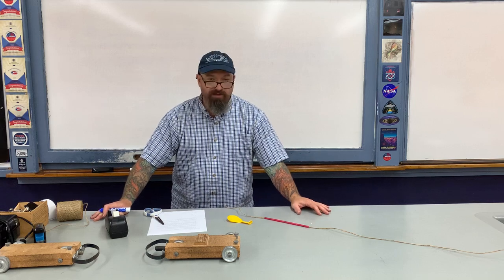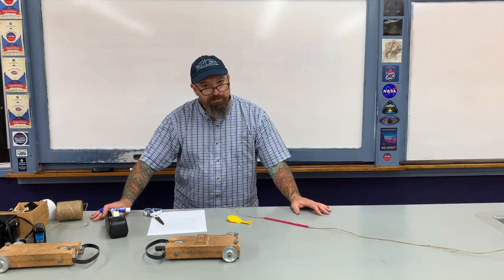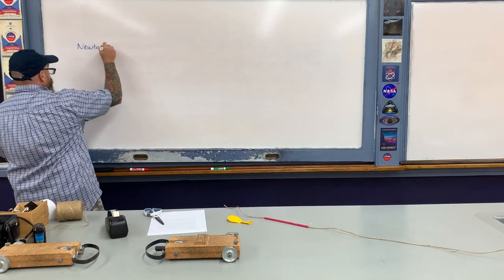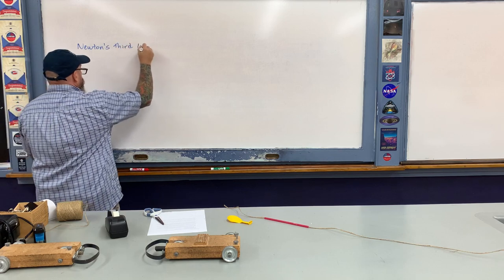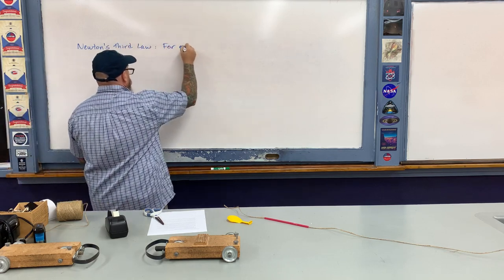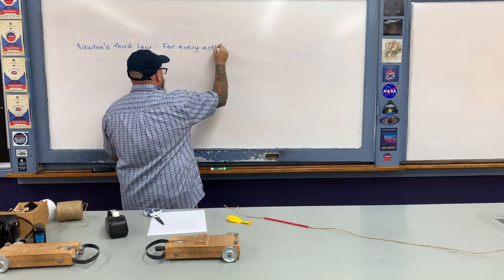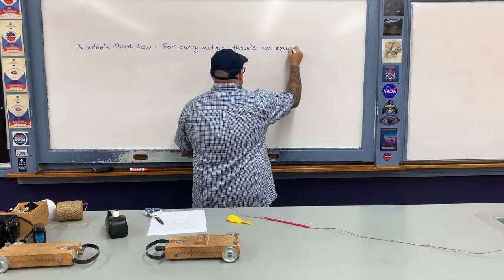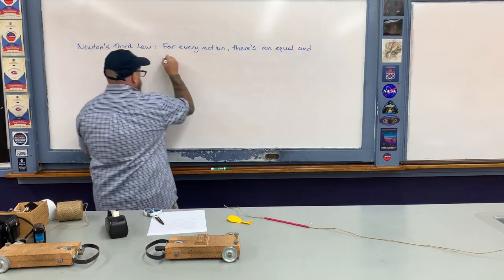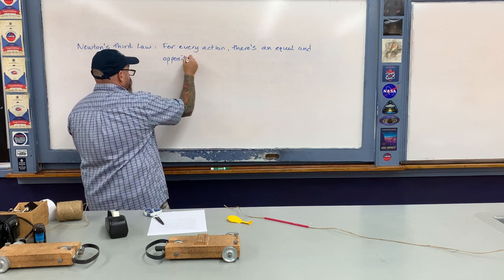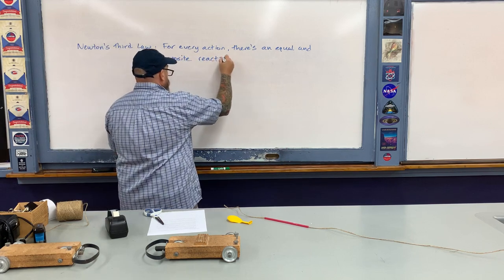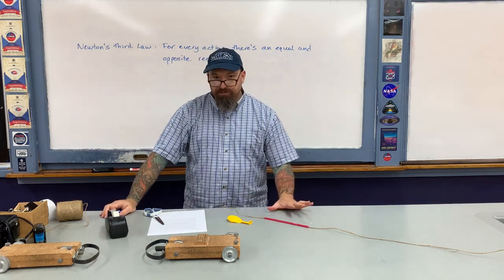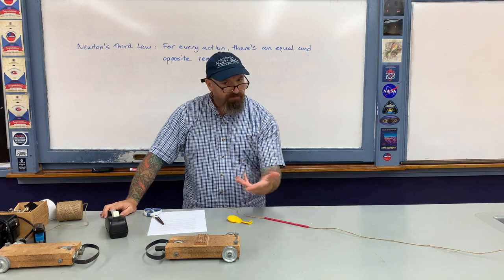The quotation is as follows: for every action, there's an equal and opposite reaction. Okay, now I'm going to demonstrate this quotation to you two different ways. In my first demonstration, I'm going to do this somewhat difficultly.